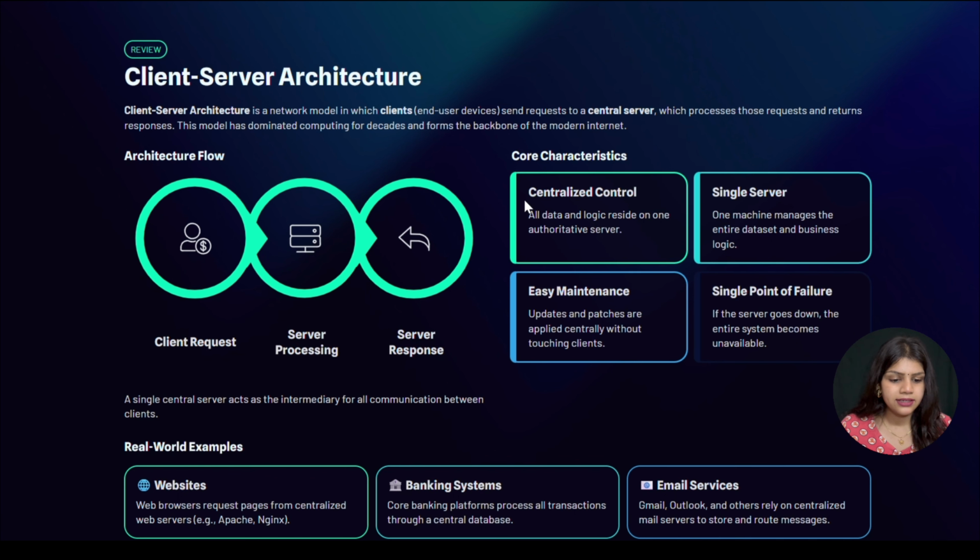The core characteristics are centralized control, a single server and easy maintenance, since any updates or patches can easily be applied, and a single point of failure. If that single server fails, then the whole network is invalid. Some real world examples are websites, banking systems and email services.